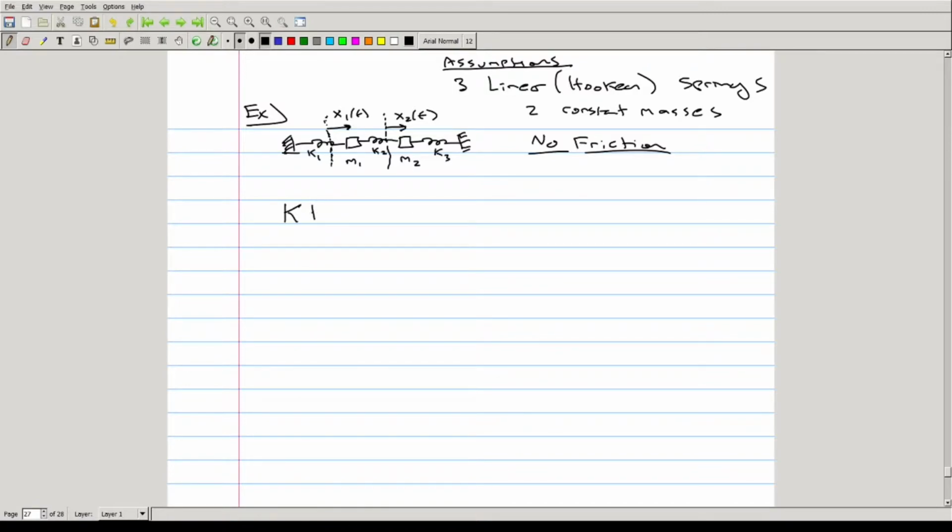This is just going to be equal to 1/2 the mass of mass 1 times the velocity of mass 1 squared plus 1/2 times mass 2 times the velocity of mass 2 squared.